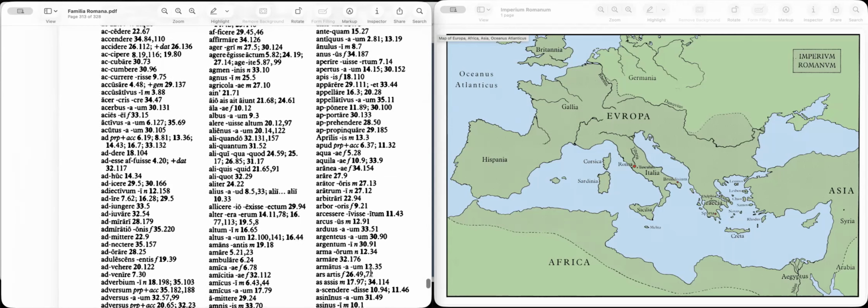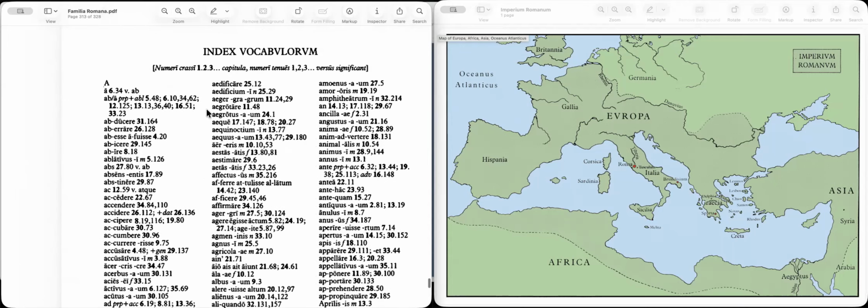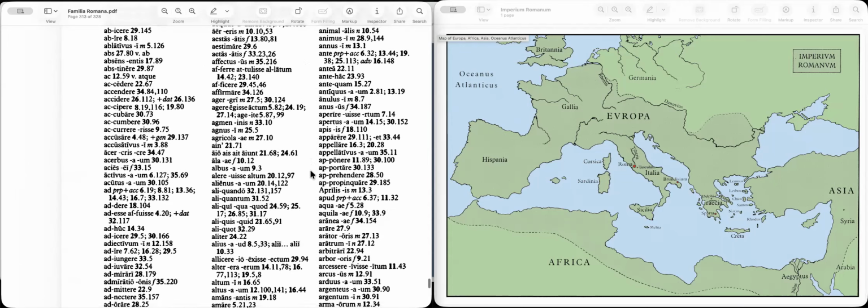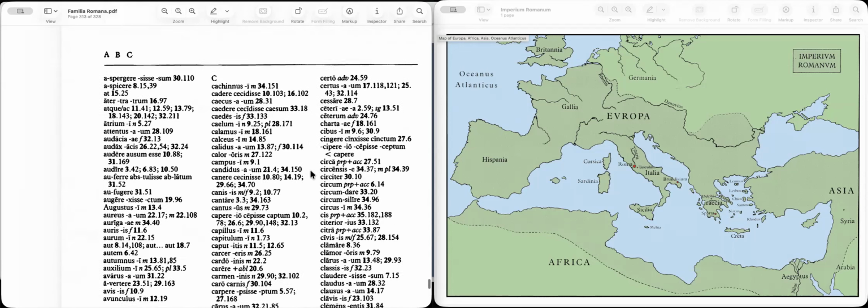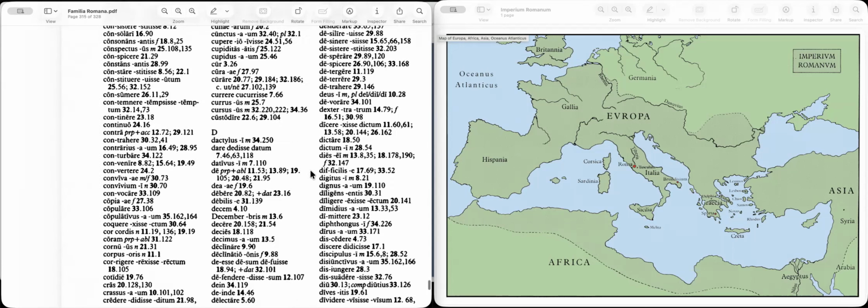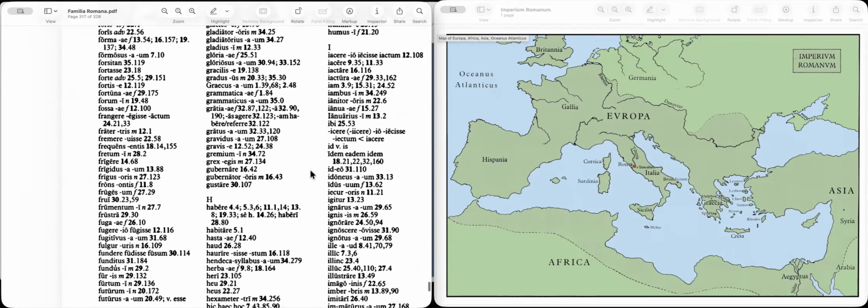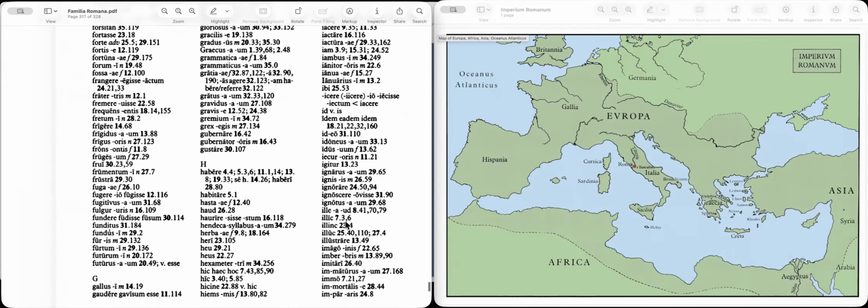And in the index, let's say you can't remember the word Italia, which is kind of sad, but let's say you can't. You go down to Italia.